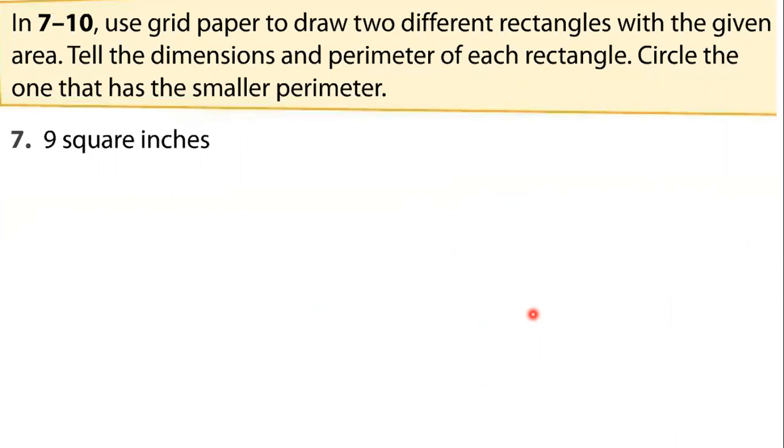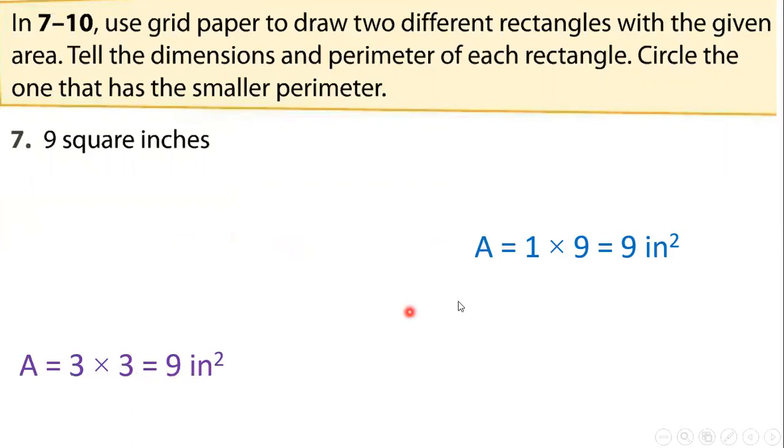In 7 to 10, use grid paper to draw two different rectangles with the given area. Tell the dimensions and the perimeter of each rectangle. Circle the rectangle that has the smaller perimeter. Question 6. I have to draw two different rectangles with the area of 9 square inches. What is the first step? Yes, we need to find two multiplication equations with the answer of 9. We know that 3 multiplies 3 equals 9 and 1 multiplies 9 equals 9.